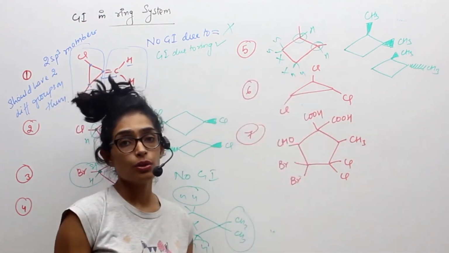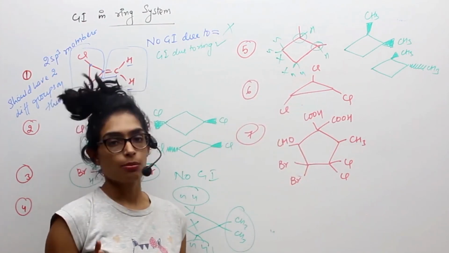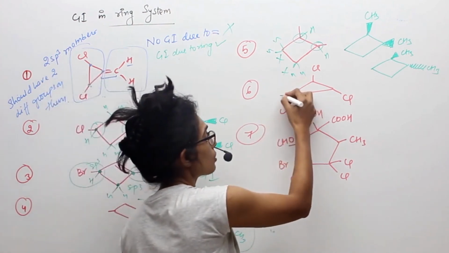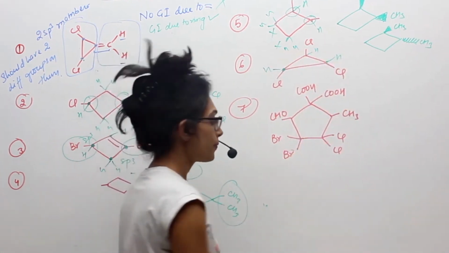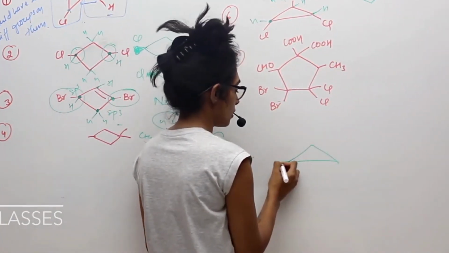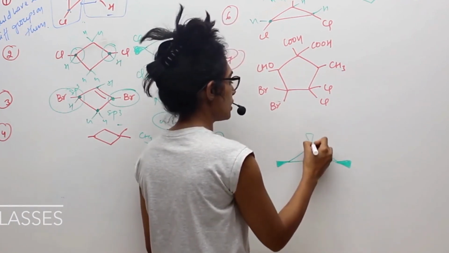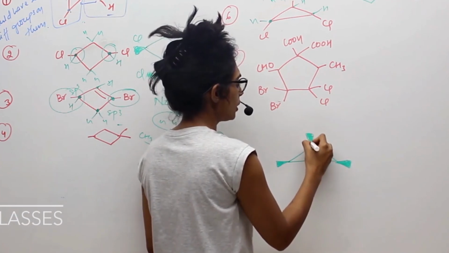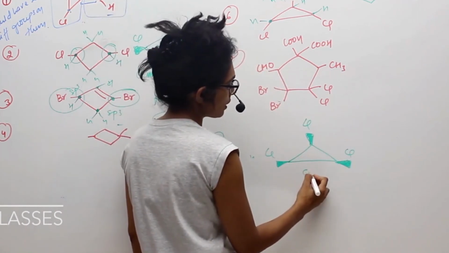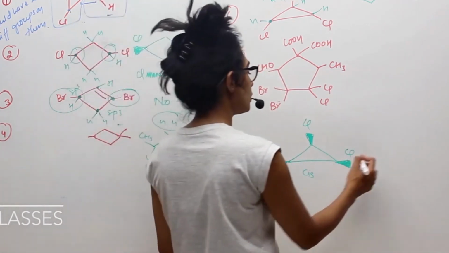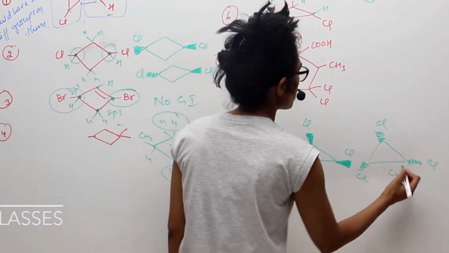So the condition for any ring to show GI is that at least two sp3 carbons should have disubstitution. Here we have three carbons which have disubstitution. H, H, H. Can this show GI? Yes. How? Let's see. Now this is always going to be with respect to each other. Let's say all the three are facing towards the viewer. This will be called cis isomerism. All the three are away from the viewer. It will also be called cis.